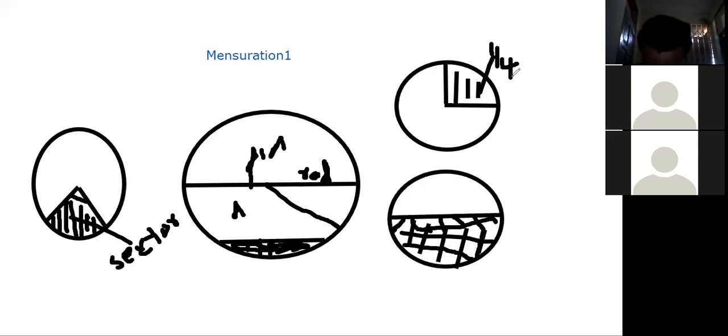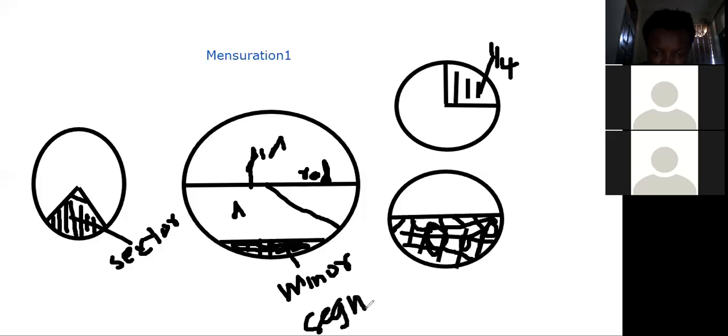And the IV is a semicircle. The whole of this shaded place is a semicircle. That means half of the circle. So we know that this is a minor segment of the circle, and the whole of this place is a semicircle.